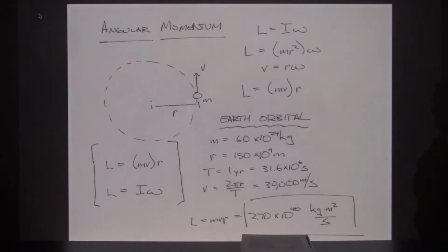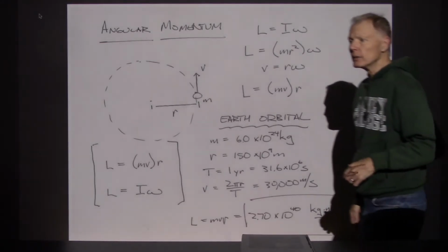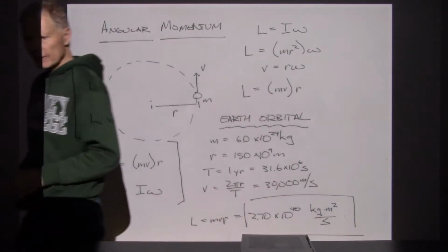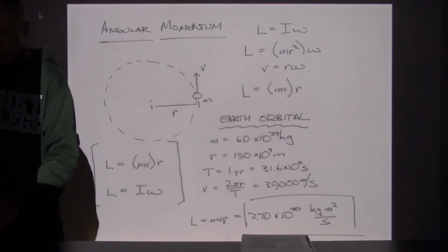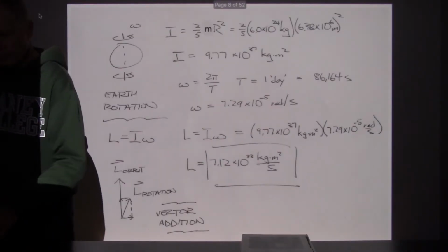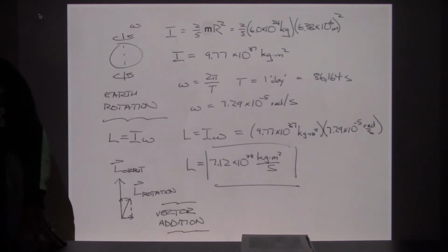Yeah, it's a big number because the Earth's going really fast, and it's got a really large mass, and it's got a really large lever distance, and all of those combine to provide a lot of angular momentum. Now this is orbital angular momentum. What about the rotation of the Earth? Because not only is Earth orbiting, Earth is also rotating all on its own.